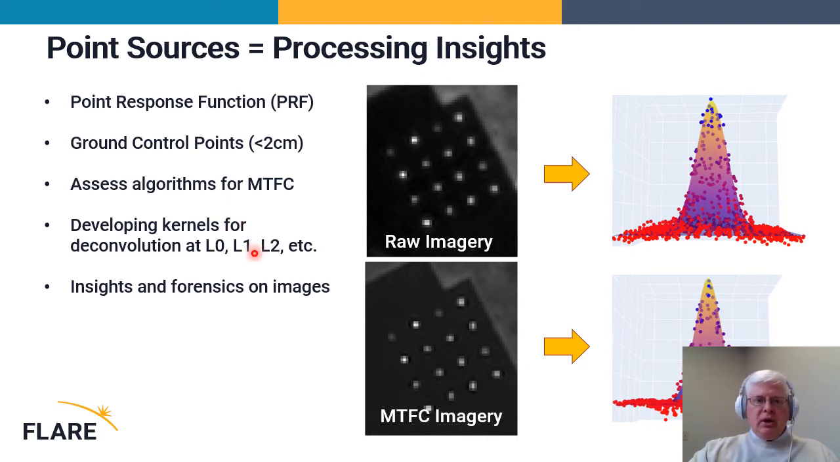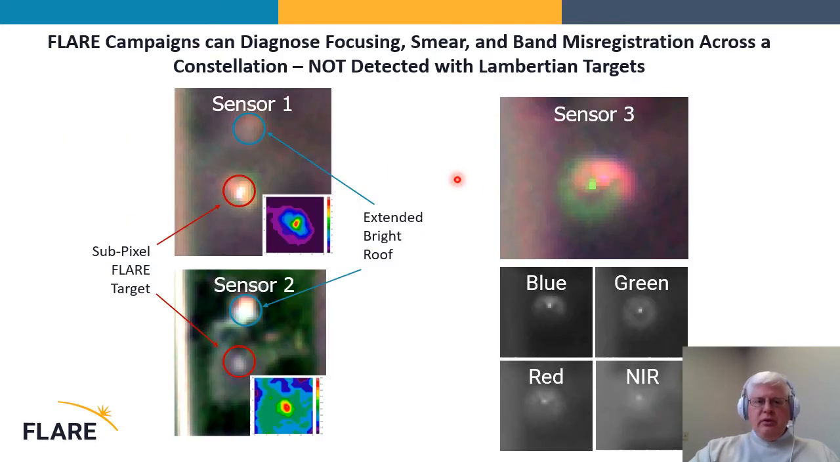And then we can also provide, if we lay out specific types of point pairs or other types of array geometries, insights and forensics on the imager itself, all the way back to the Zernike kernels of the optics. Another truly unique thing that you get from the point sources that you don't get from classic Lambertian targets is that it really helps to diagnose focusing, smear, and band misregistration issues. And this is really hard to detect with a large area Lambertian classic type technology.